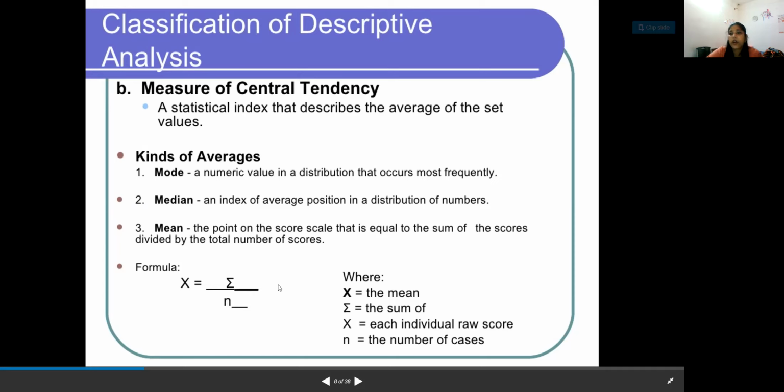But what is that? Okay, total of x, and what are the total scores? Okay, Σ is a sum. x is each individual raw score, and n is the number of cases, and the x̄ is the mean. Okay, mean how we will get it.